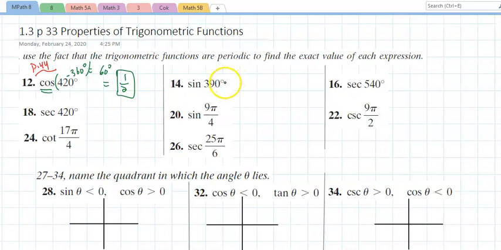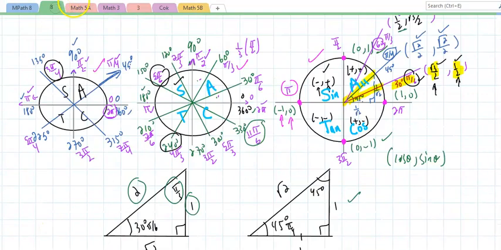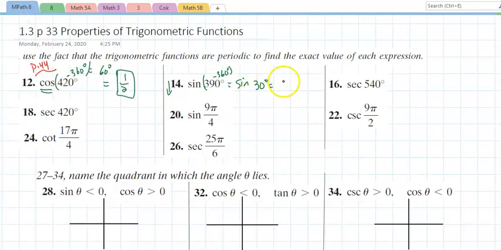Number 14, if I take the sine of 390, that's too big. If I subtract 360 degrees from that, this is really the sine of 30 degrees. I apologize, normally I work downwards, but I wanted to fit them all in one line. So the sine of 30 degrees, again, either I'm looking at 30 degrees right there, sine is the y, that's 1/2, or sine of 30 degrees is the opposite over the hypotenuse, that's also 1/2.